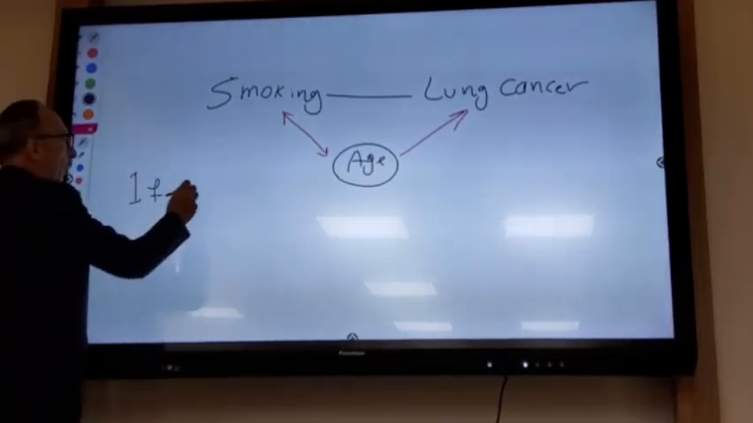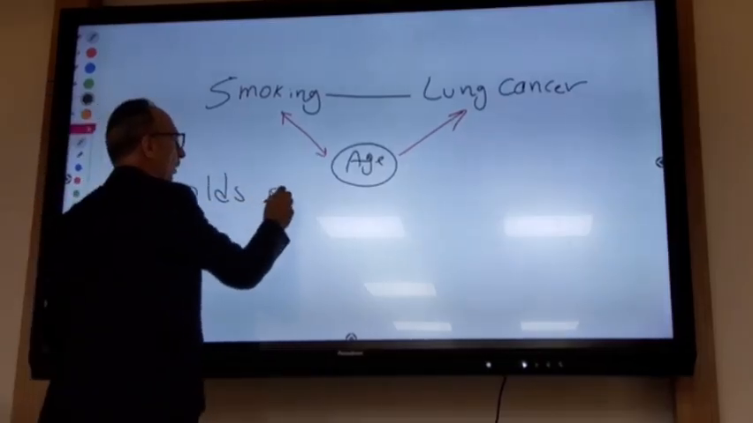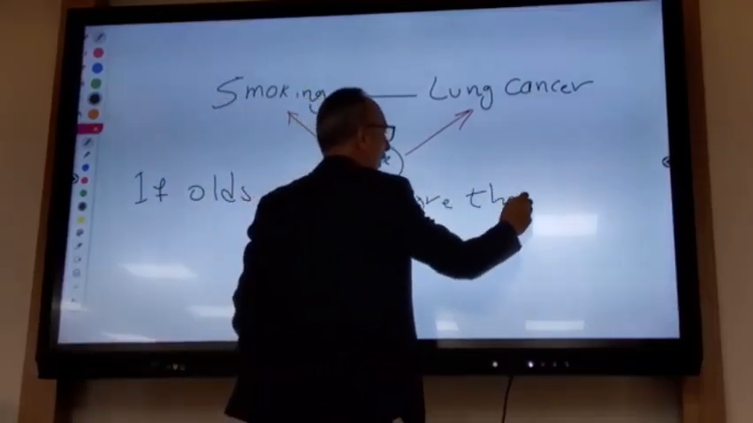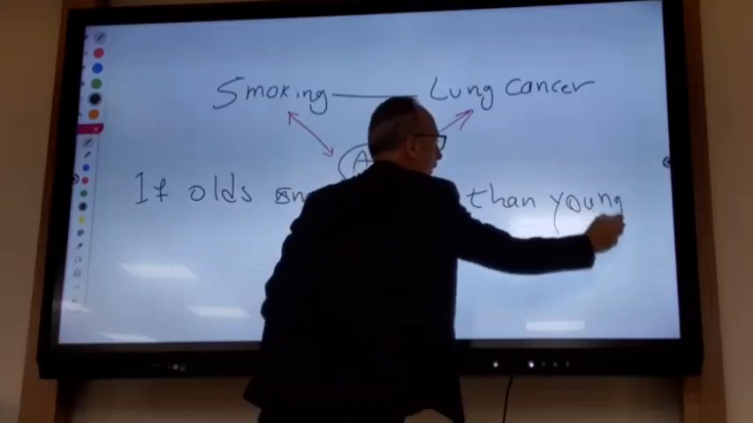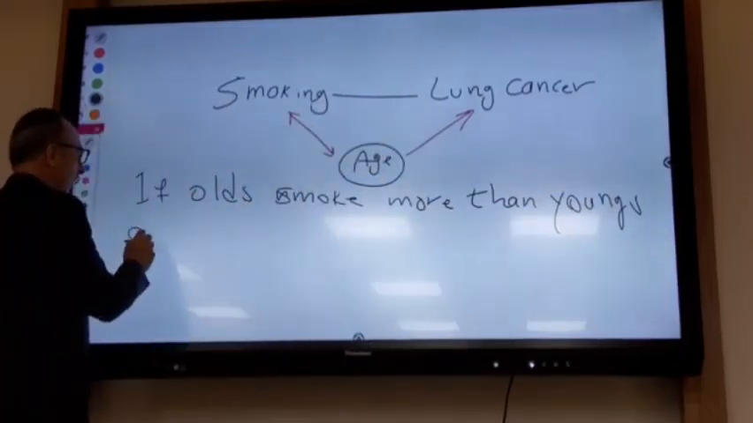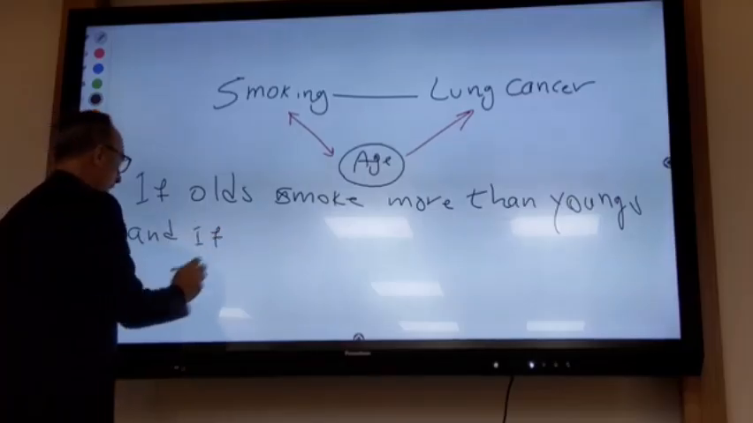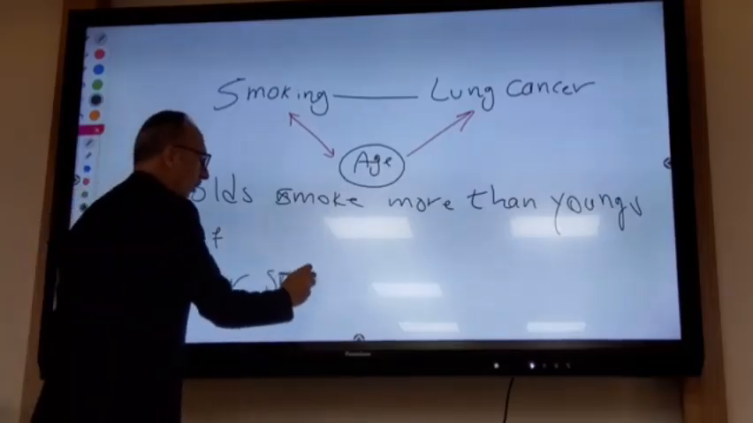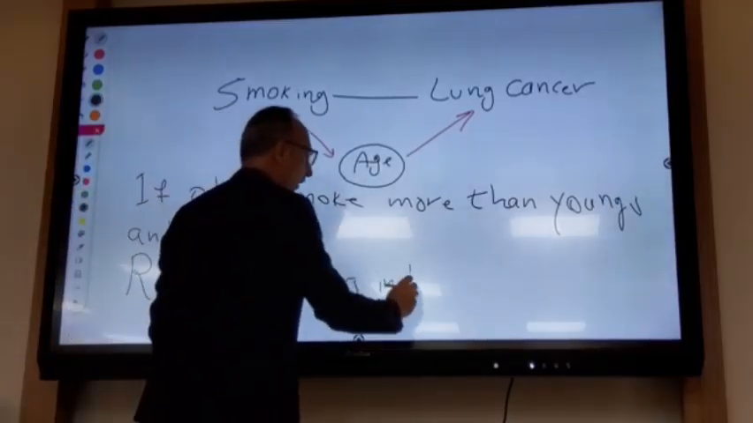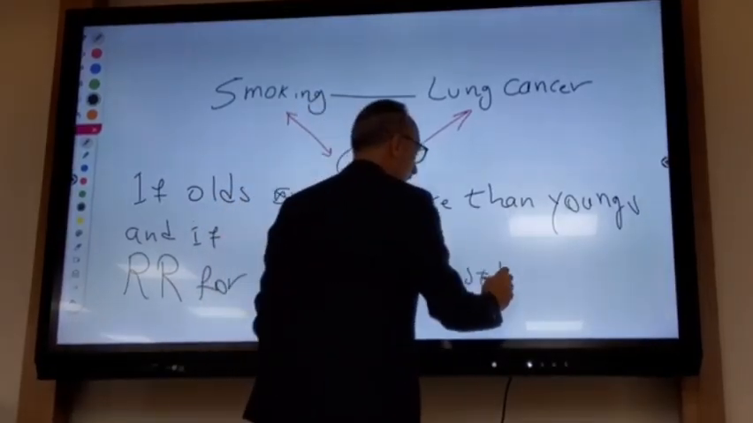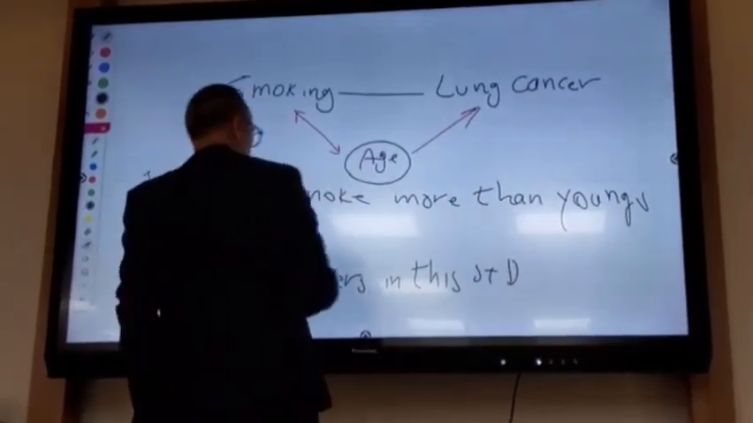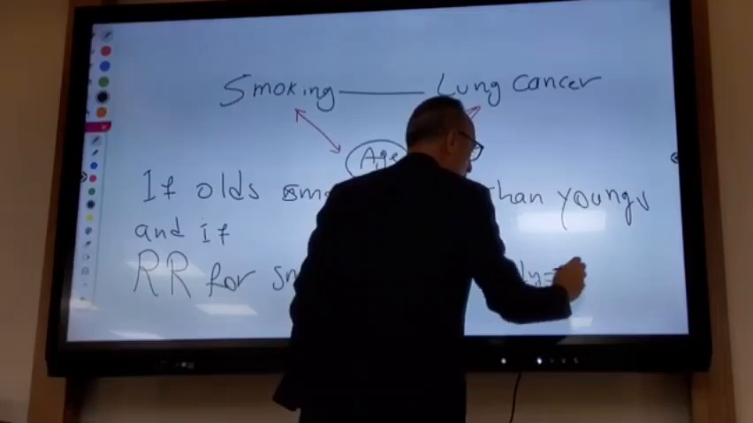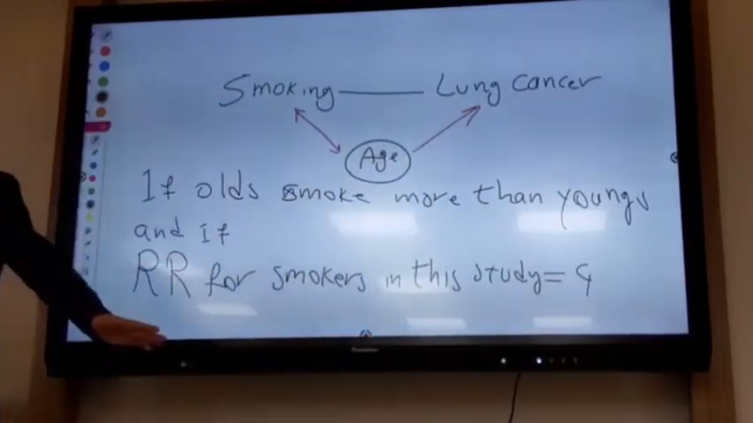if olds smoke more than youngs, and if the RR for smokers in this study equals 4, how can we interpret this result?